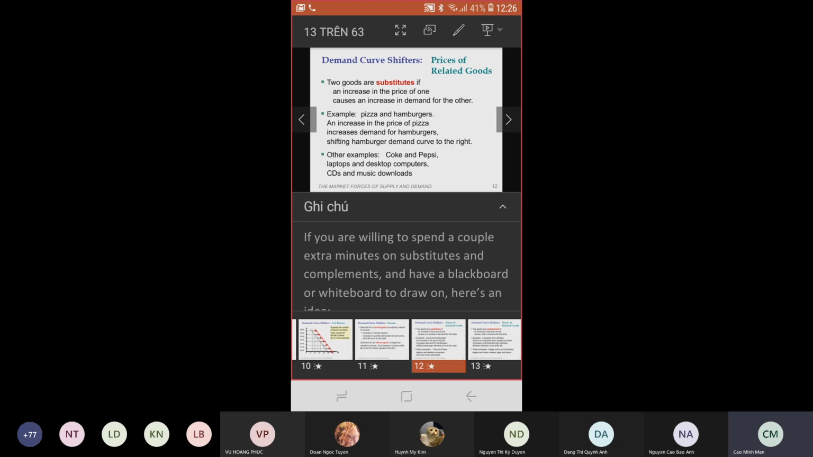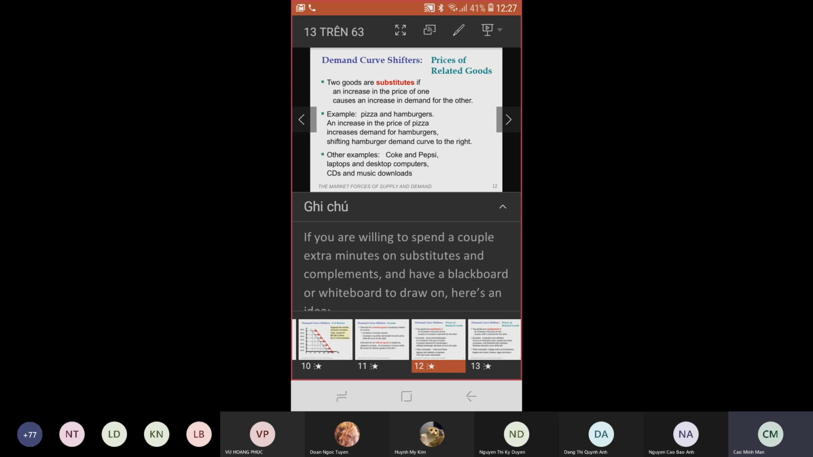There are two kinds of related goods. The first one is substitutes, and the second one complement. The substitute, that means we can buy that product if our favorite one is empty. Sản phẩm thay thế. If products, we can buy it. We can choose it if our favorite one is empty.